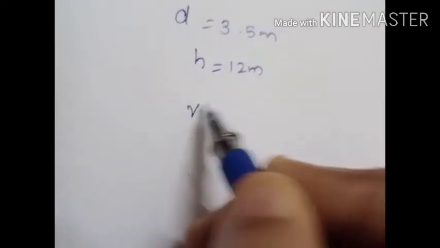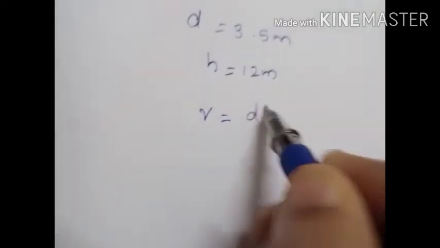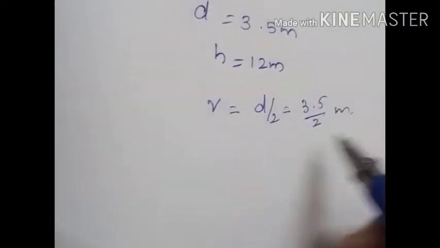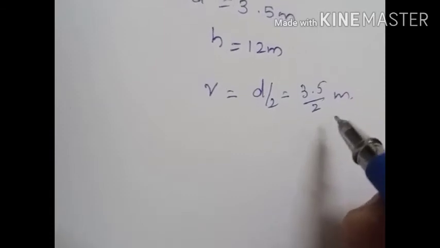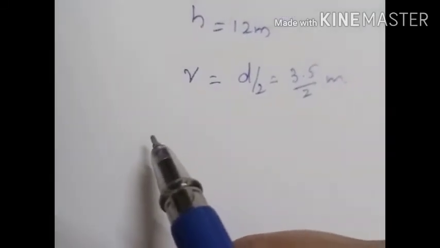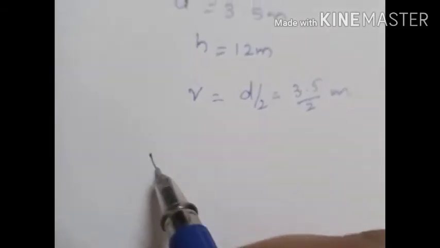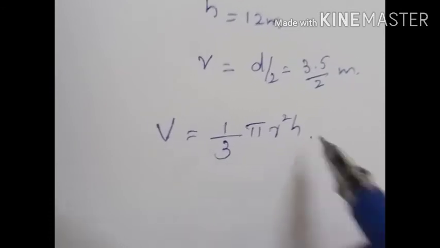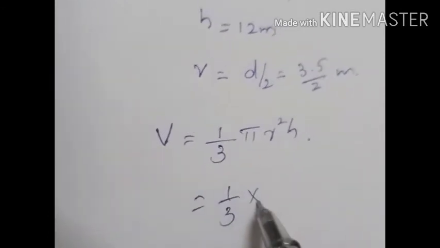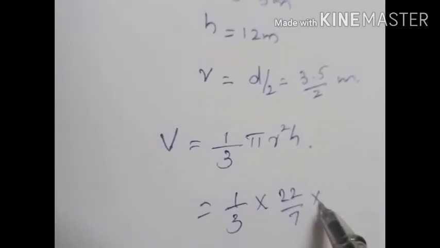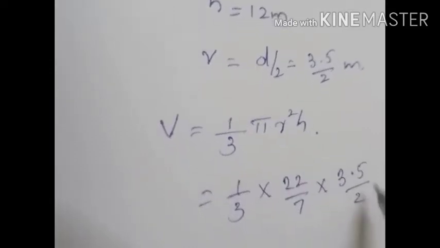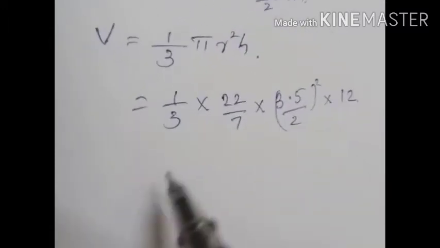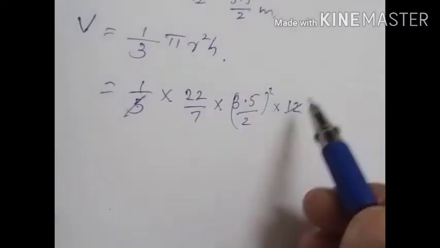So we have to find the radius first. So radius r equals d by 2, 3.5 by 2 meter. No need to simplify that here. This itself we can write. Then the question asks to find the capacity in kiloliters. So we have to find its volume first. So 1 by 3 pi r square h. That is equal to 1 by 3 into 22 by 7 into 3.5 by 2 square into h, which is given as 12. Now we can cut this 3 and 12.